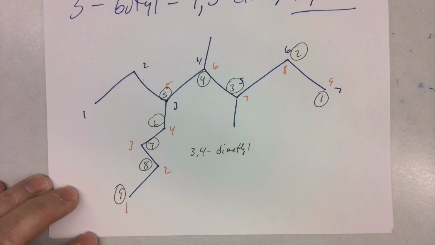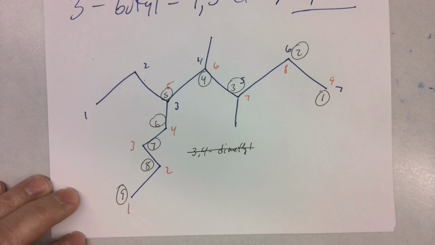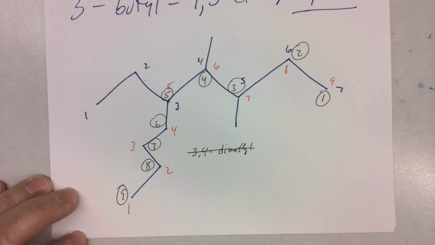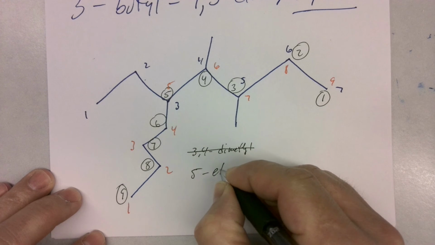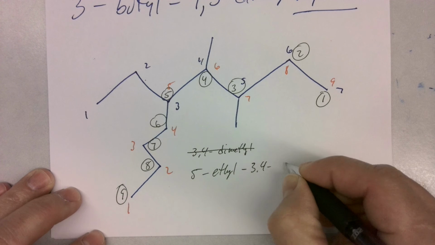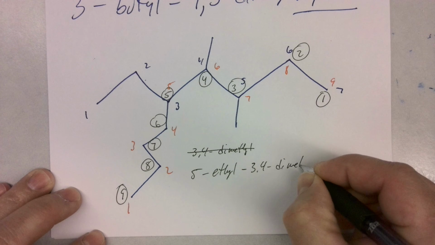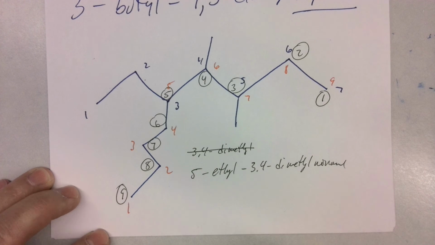No, wouldn't even be that. It would actually be what? Where would I have to start? That's the purple. At the ethyl, it would be 5 dash ethyl, right? Dash 3, 4 dash dimethyl. Then that would be no name, like that.